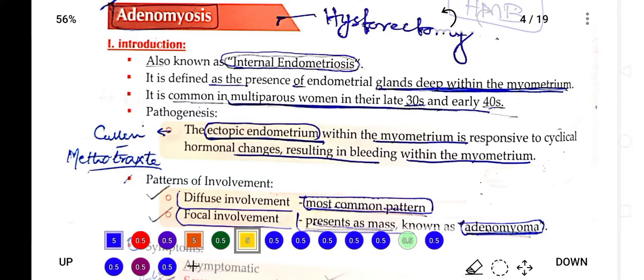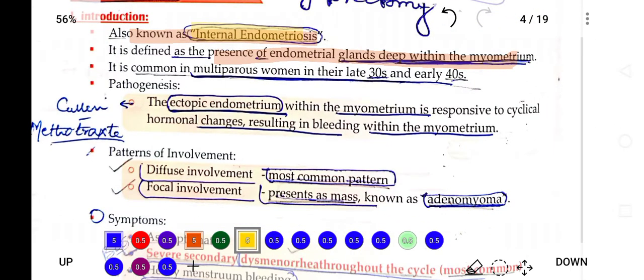Adenomyosis is a condition in which endometrial glands develop deep within the myometrium. That condition is known as adenomyosis. It is also known as internal endometriosis, and it is common in multiparous women in their late 30s and 40s.